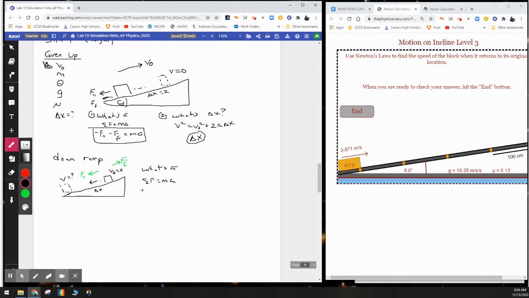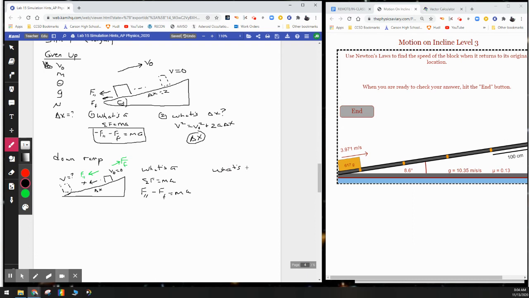Here the parallel force is now going to be positive, because going down the ramp is positive and going up the ramp is negative in this case. So we have the parallel force minus the force of friction equals ma. From here we should be able to solve for acceleration.